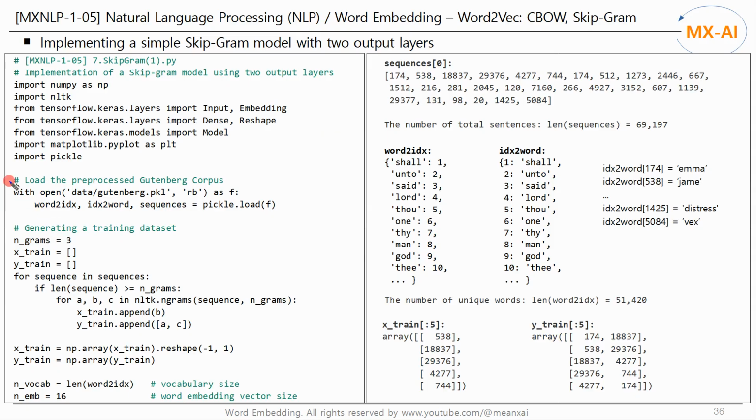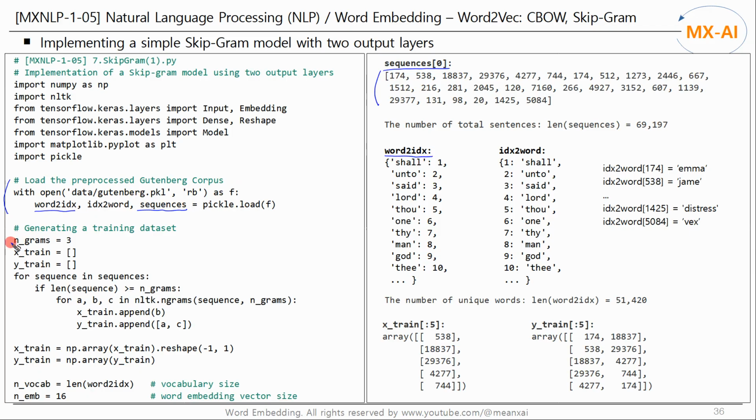First, load the preprocessed Gutenberg corpus. This is the dataset we generated and saved in the previous video. The vocabulary and a list of sentences will be loaded. The first sequence in the list of sequences is as follows, and the vocabulary is as follows.